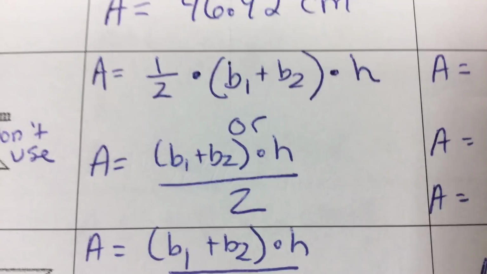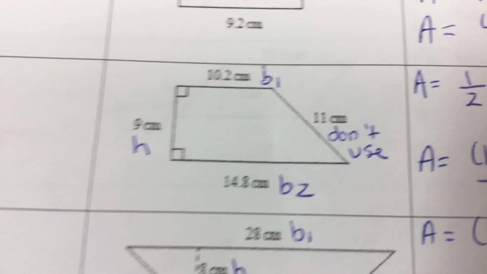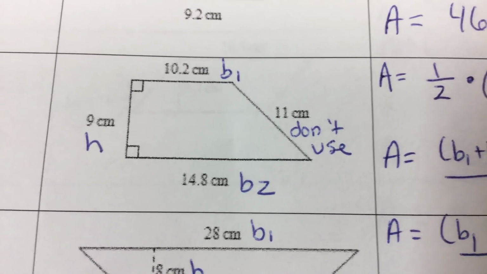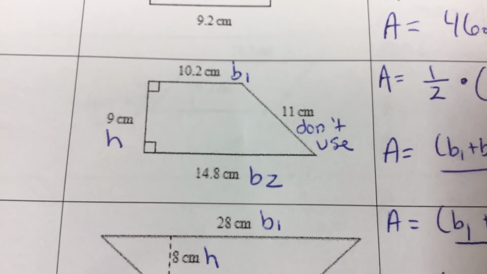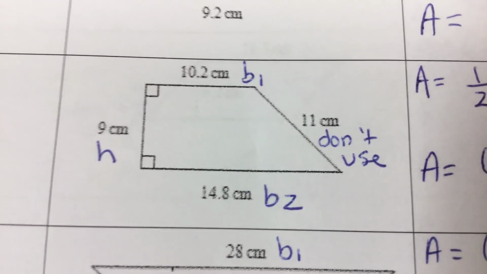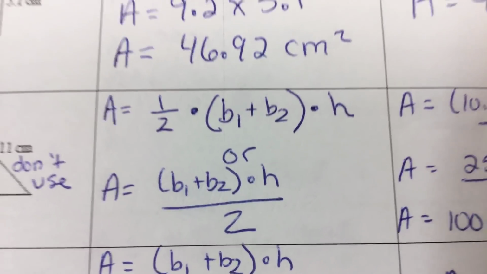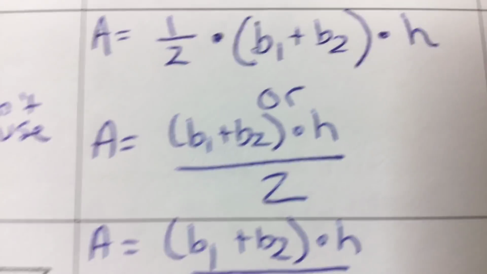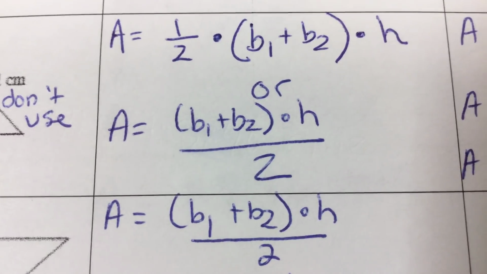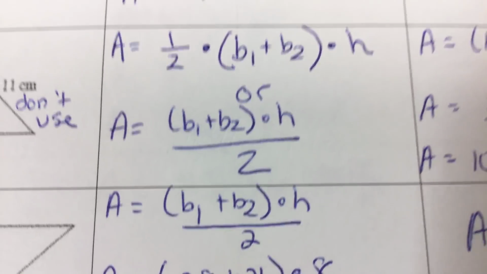It could either be 1/2 times, parentheses, base 1 plus base 2. That's the top and bottom of the shape, because you see, they're not the same length. Look up here, top and bottom are the same. Down here, they're not. So that's why we have to add the top and the bottom and then times it by the height. Now my favorite formula, I think it's easier, is just to write area equals base 1 plus base 2 times height and then just divide it by 2 instead of using the fraction half.